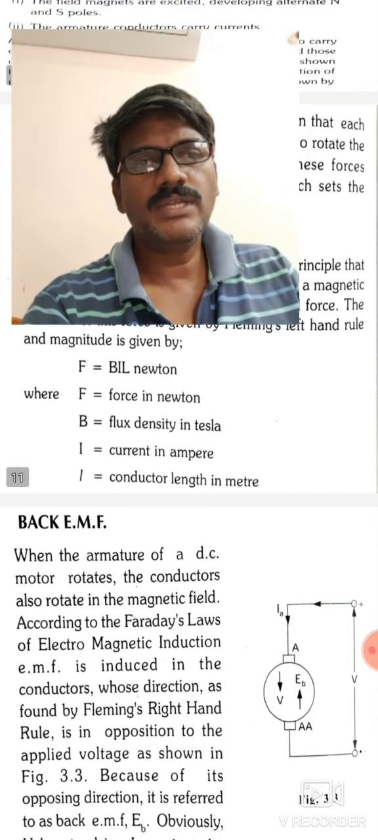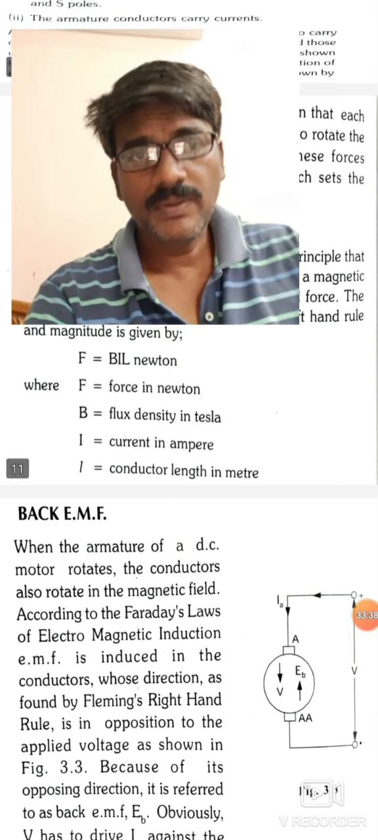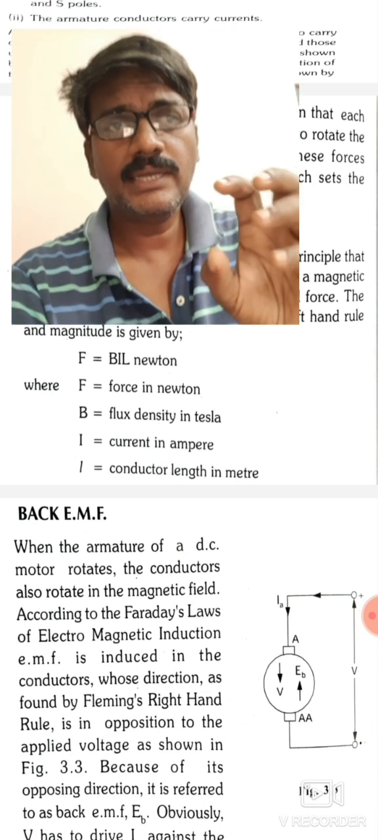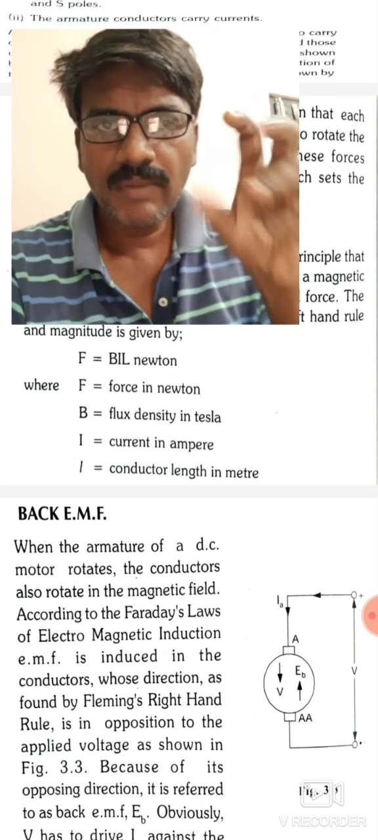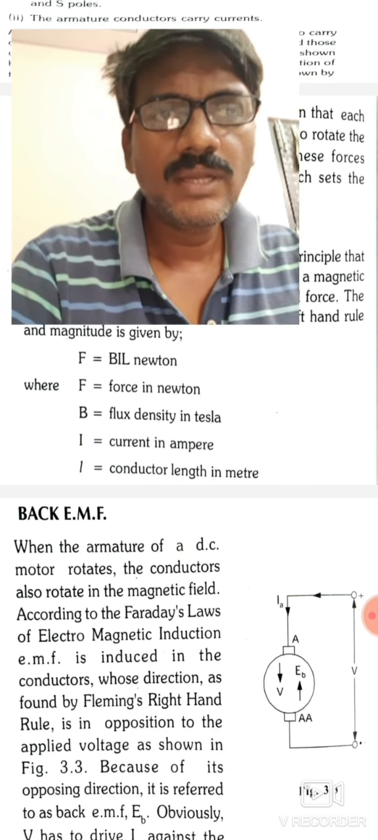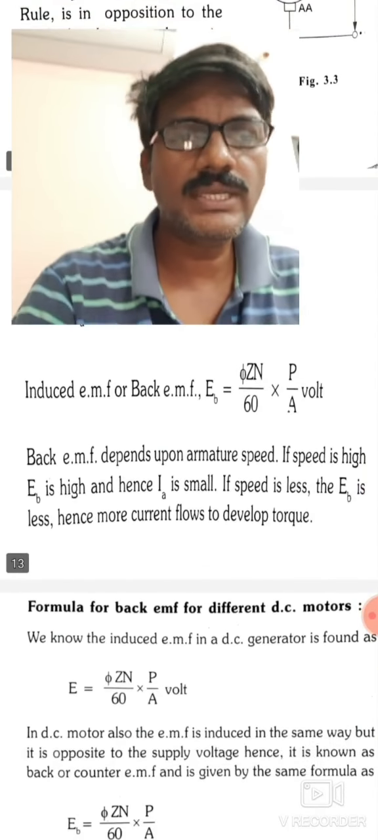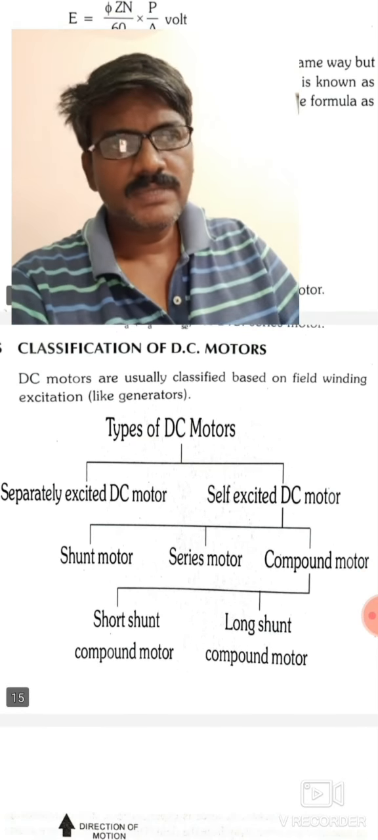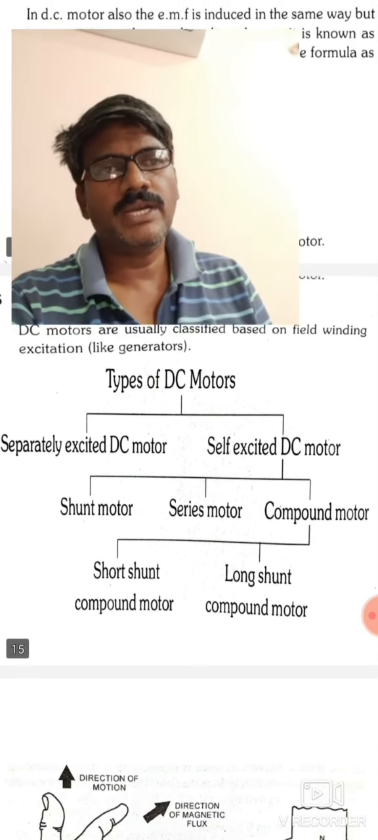The next, third important one, is the significance of back EMF. The back EMF is developed opposite to the supply voltage. Why? Because the armature conductor is rotating in a magnetic field. When a conductor rotates in a magnetic field, it cuts the magnetic field, and the EMF is induced in the conductors. That induced EMF is always opposite to the supply voltage; that is what is known as back EMF. Back EMF depends upon speed. When speed is 0, back EMF is 0. When speed increases, back EMF increases.